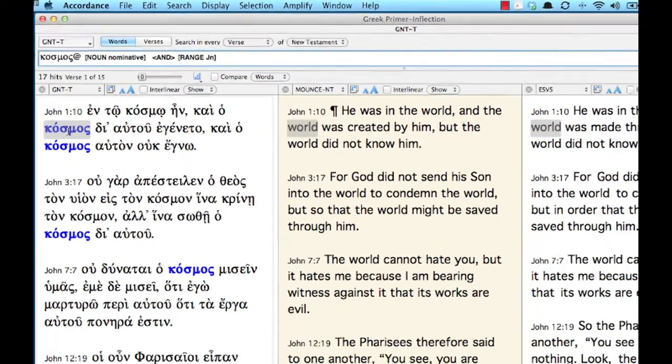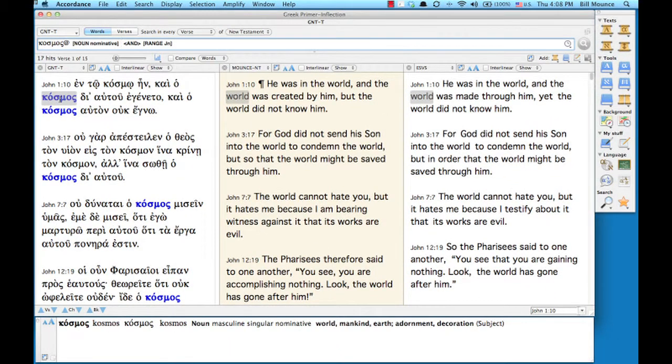So as you look through these different verses, you'll see that every single one is nominative, because that's what we limited the search to. And they just happen to be singular because John is not talking about plural worlds anywhere around here.